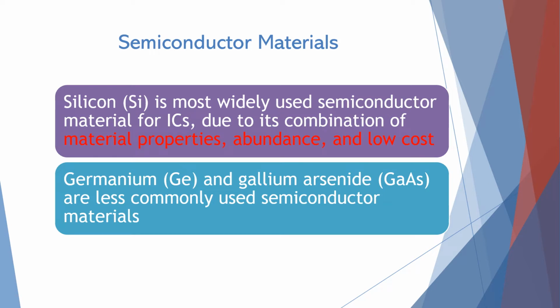Silicon is the most used semiconductor material for integrated circuits. The reason is the material properties itself, which we are going to look at further later, and it is abundant, so it is easier to get, and also low in cost compared to other materials. Germanium and gallium arsenide are less commonly used semiconductor materials due to the availability and also the cost of the material itself.